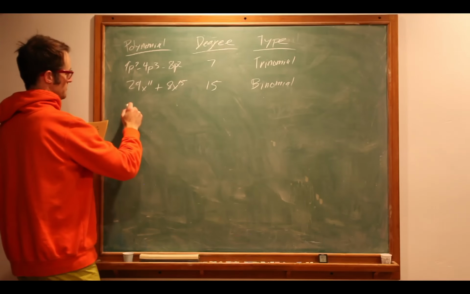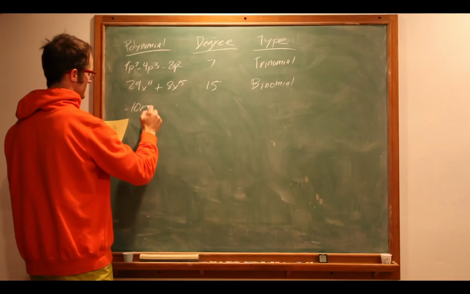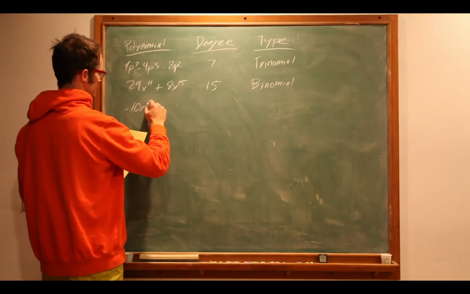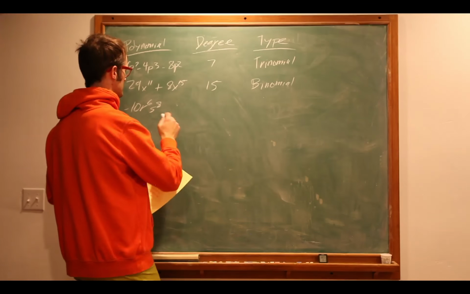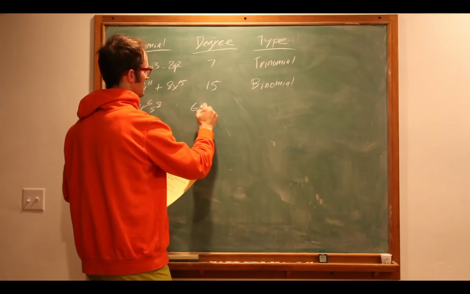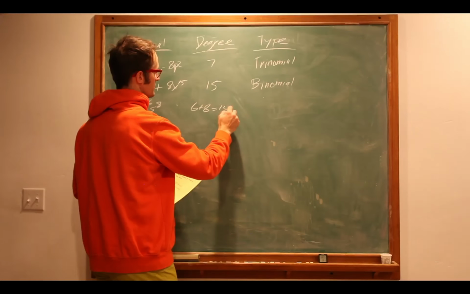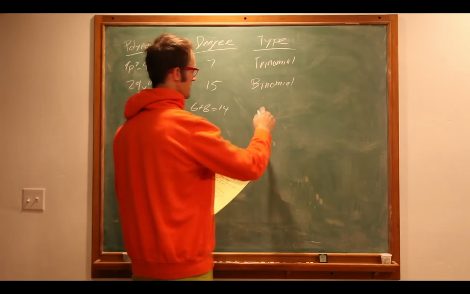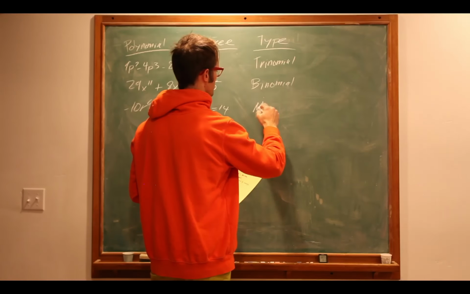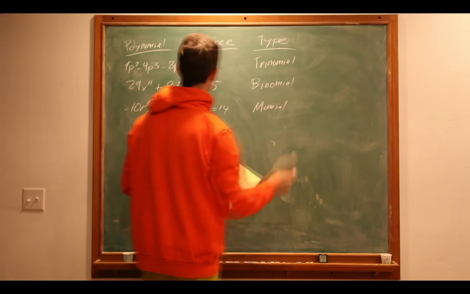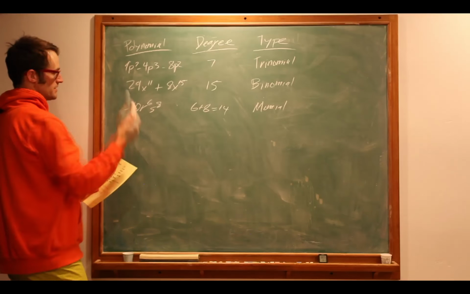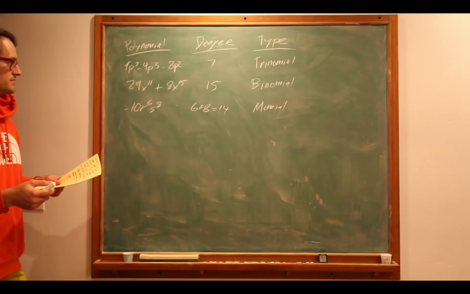This one is going to get pretty interesting. 10r to the 6th s to the 8th. This one actually, in this case, the degree is actually 6 plus 8, so it's 14. And this is a monomial because it's all just one term. So this is one term, and the combined exponents is 14.